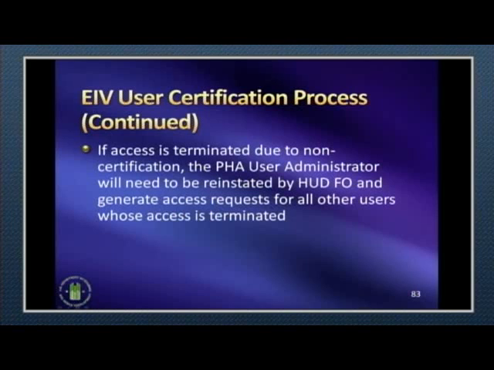If the access is terminated due to non-certification, your housing authority user administrator is going to need to go into EIV on Monday, reassign the roles, and then they're going to be pending access for approval by your local HUD office. Now, my friends, if there's 2,524 users that are going to lose access on Monday, your field offices are going to be very busy, so don't expect them to click very quickly, okay?